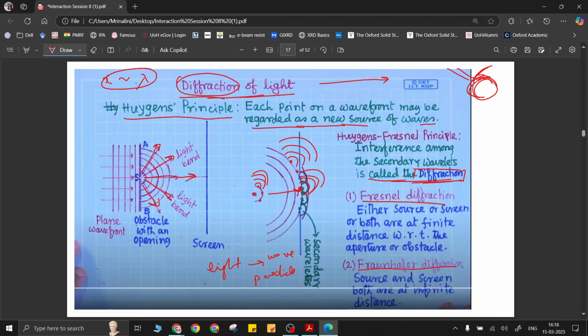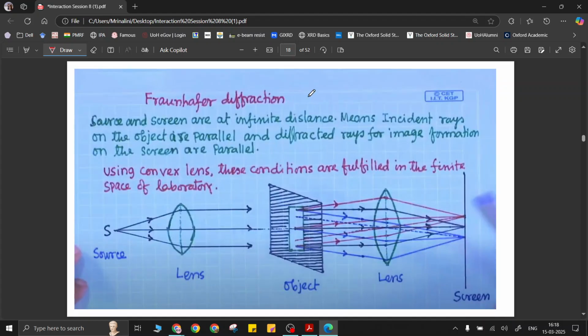Whereas in Fraunhofer diffraction, which will be the mostly discussed topic in the coming lectures, we have source and screen or both at infinite distance, so that we can get an extended source, or parallel rays of source. As I said, in Fraunhofer diffraction the incident rays on the object are parallel, and the diffracted rays for image formation on the screen are also parallel. So this was just the introduction. Further discussions will be in following weeks.